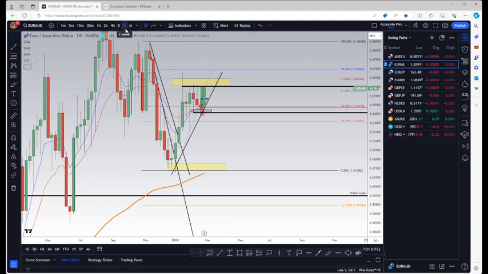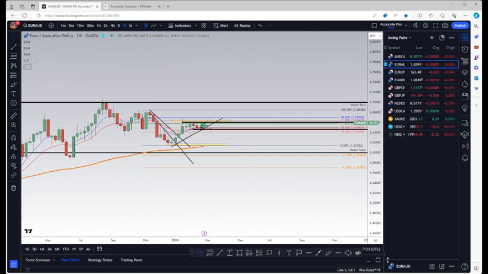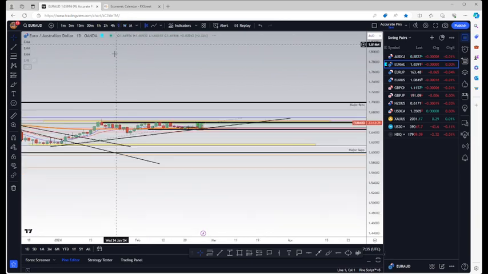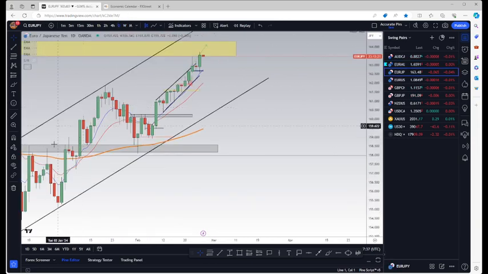Still not definite that it's going to reverse, so people don't just start selling and thinking that it's ready to drop. Remember, patience is the key. We just gotta wait. So that's it for AED. That's a waiting game. Euro JPY.